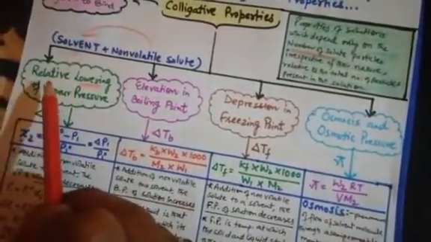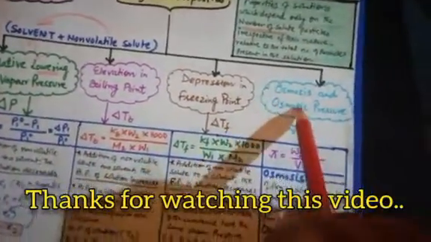So today we did elevation in boiling point and depression in freezing point. Yesterday we did relative lowering of vapor pressure. In this way, basically 3 colligative properties we have done. Now the 4th is osmosis and osmotic pressure, that we will discuss.